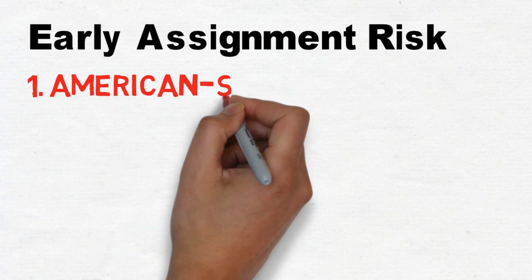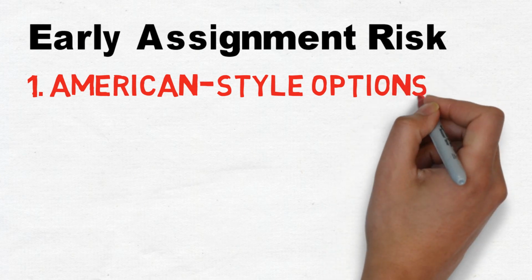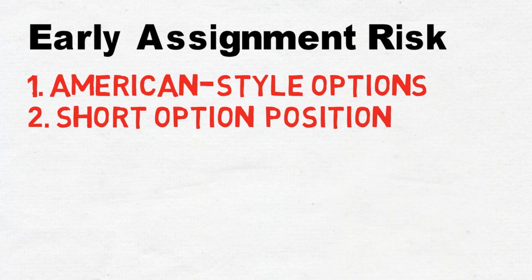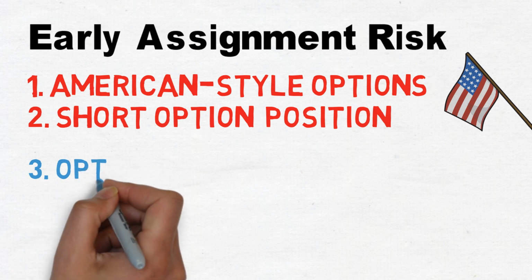Let's recap who risks being assigned early. Firstly, you have to be trading American-style options. European-style options can only be exercised on their expiration date. But most equity options are American style anyway. Secondly, you need to be selling options. Option buyers can't get assigned. These two are necessary conditions for you to get assigned. Everyone who fulfills both of these conditions risks getting assigned early. The size of this risk, however, varies depending on your position. Here are a few things that can dramatically increase your assignment risk.